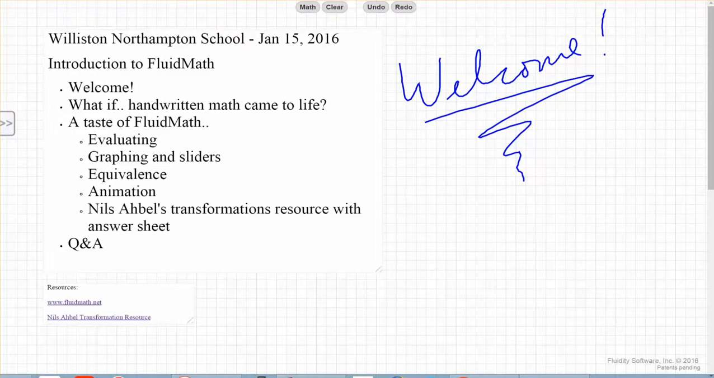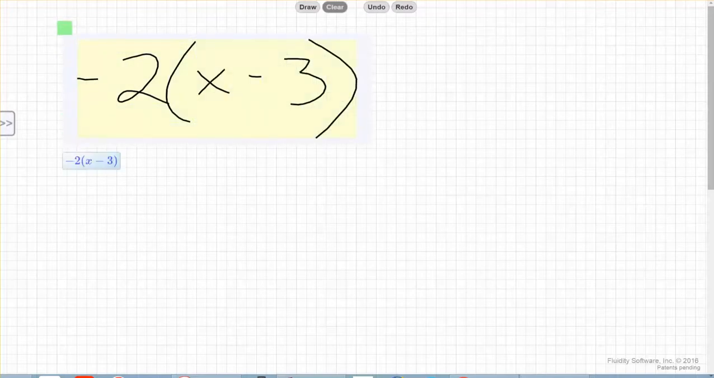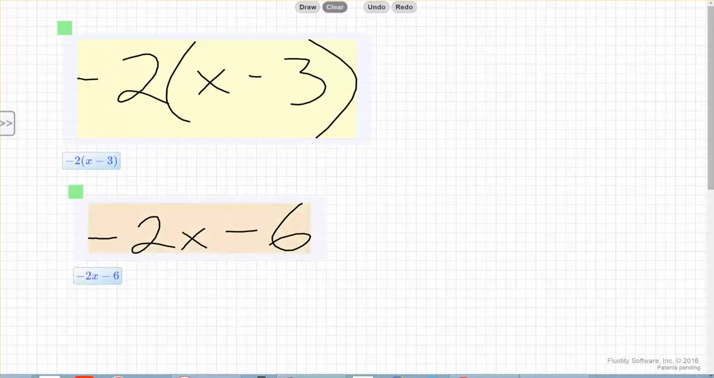So let me show you equivalence. This is maybe a little before younger math, but maybe some kids would benefit from it, so I want to show it to you. If you have an expression like this, 2 times (x minus 3), and you ask kids to simplify it, it's hard for a lot of them to get their head around exactly how it should work, and they'll probably write something like this, 2x minus 6.